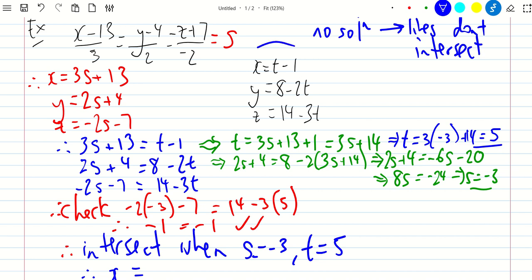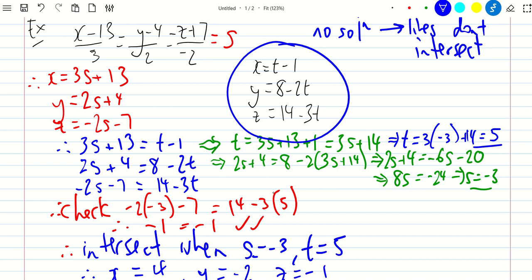t is equal to 5, so I'm going to just read off of this parametric up here. x equals t minus 1, so x equals 4. y is equal to 8 take away 10, so that'll be negative 2. And z is equal to 14 take away 15, so that's going to be negative 1. Just let me double check that. 4, 8 take away 10, negative 2. And I don't know why I just wrote negative 1. I should have written z equals 14 take away 15, negative 1. So my intersecting point is 4, negative 2, negative 1.